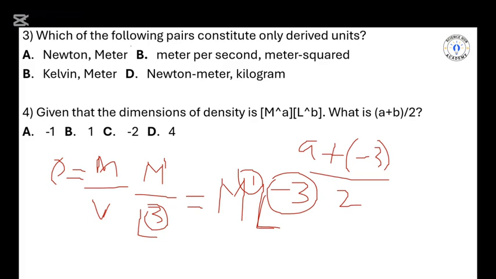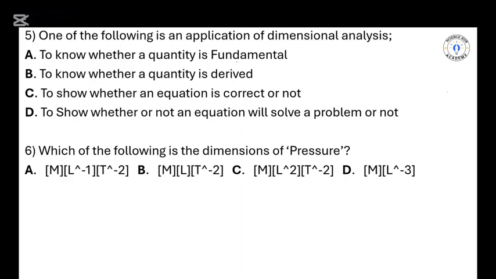Sorry, a is what? 1. I'm going to erase that. a is 1, minus 3. 1 minus 3, that is going to be negative 2, divided by another 2, that is going to be negative 1. So the correct option here is option A. Let's go.